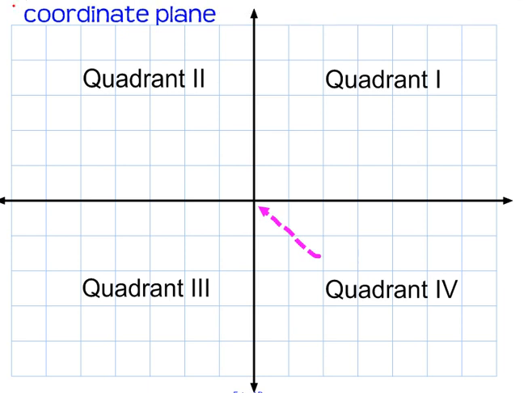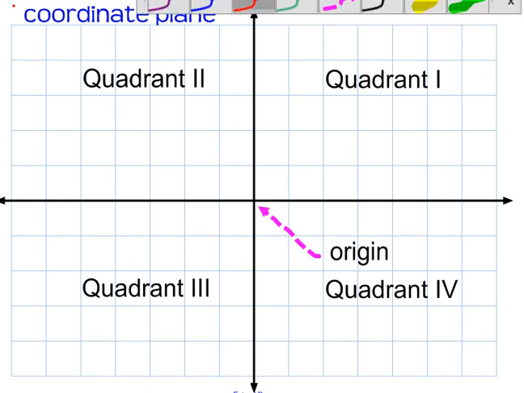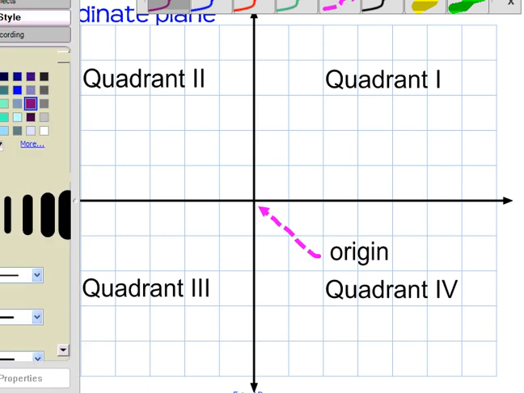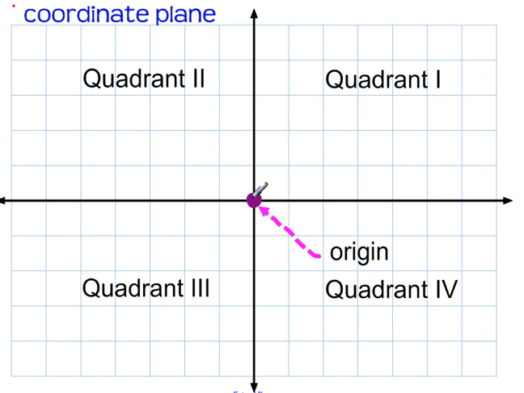So the first thing is that the coordinate plane looks like this. I've got two lines that cross each other. And in the center is a very special point that is called the origin. So please make sure that that is labeled on your notes. The origin is the point 0, 0. And go ahead and mark that right there.